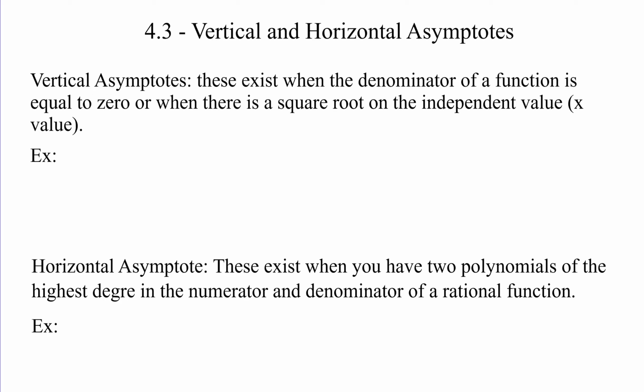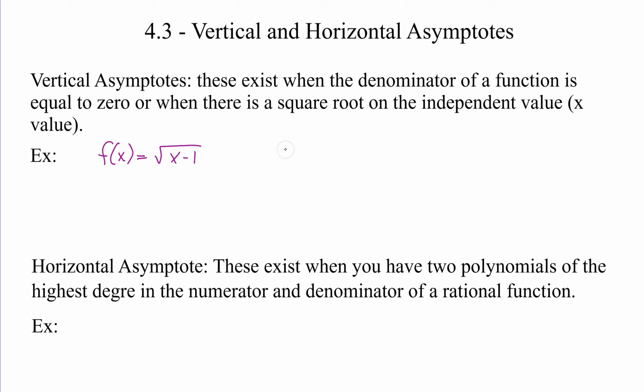In this video, we're going to be talking about the vertical and horizontal asymptotes of a function. So the vertical asymptotes exist when the denominator of a function is equal to 0 or when there is a square root on the independent value. So when our x value has a square root on it, there's a vertical asymptote that exists. An example of this would be f of x is equal to the square root of x minus 1.